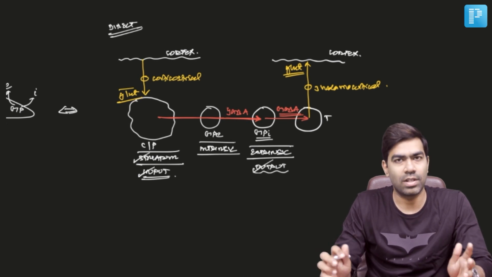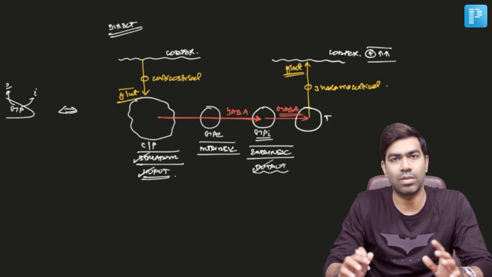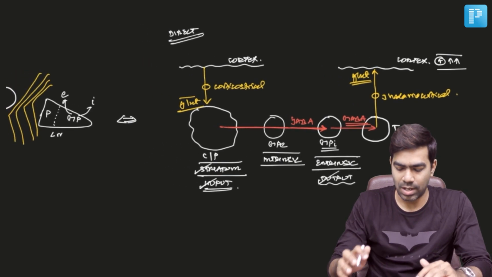So what is the function of the direct pathway? It's going to activate the cortex. It's going to activate the cortex for a particular movement. That's what is happening here. So let us understand what's happening.